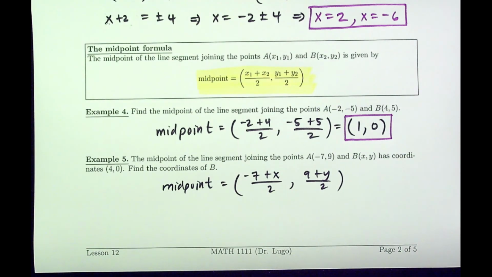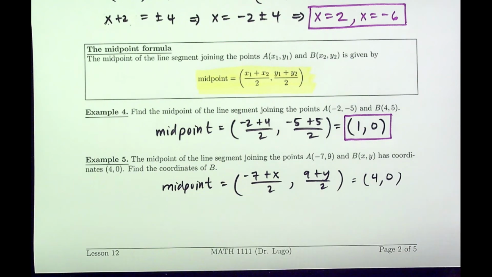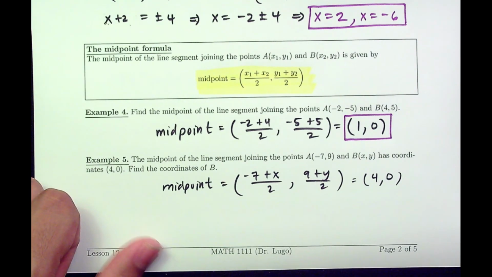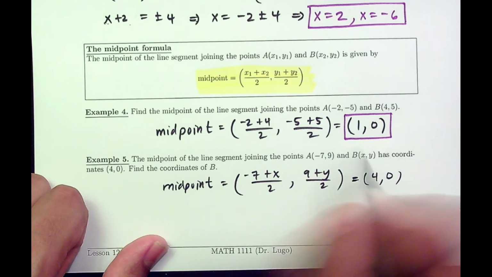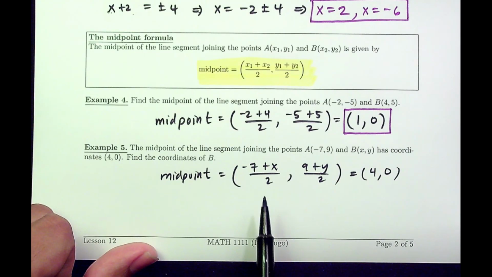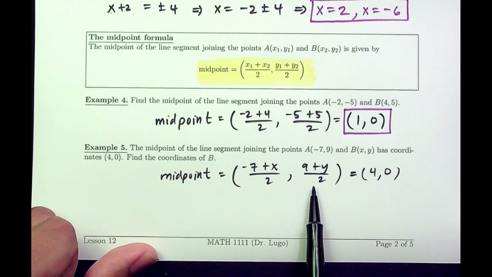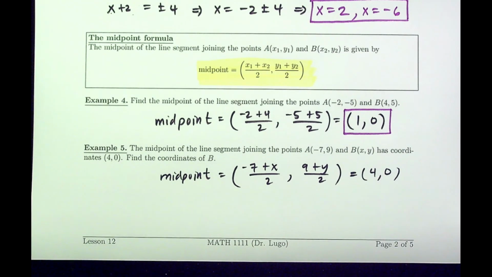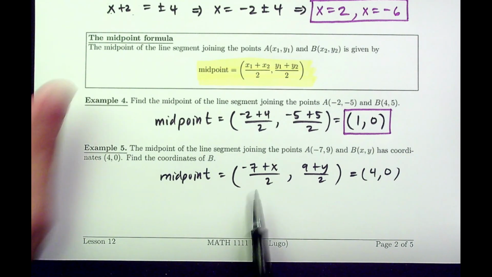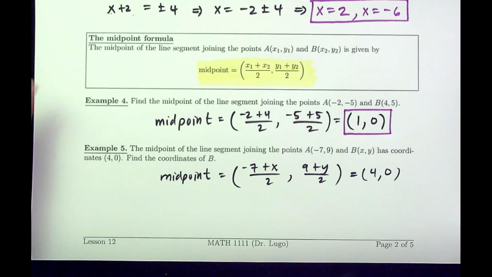But now this is supposed to be the same as (4, 0), because they told us the midpoint is actually (4, 0). So we have these two things being equal to each other. And if they're equal to each other, that means the first coordinate has to be the same as 4, and the second coordinate has to be the same as 0. So we set this equal to 4, and we set that equal to 0, and that's how we find x and y.